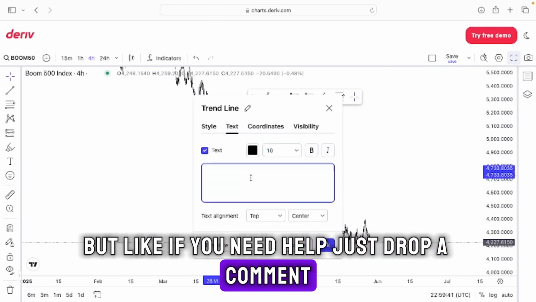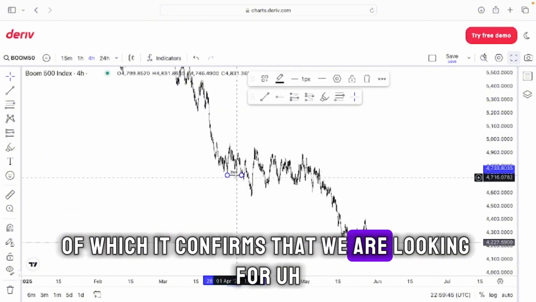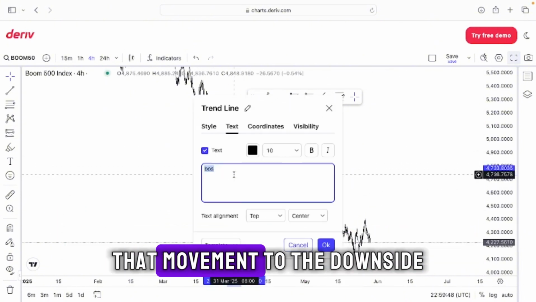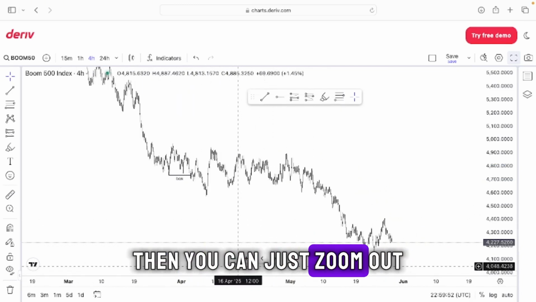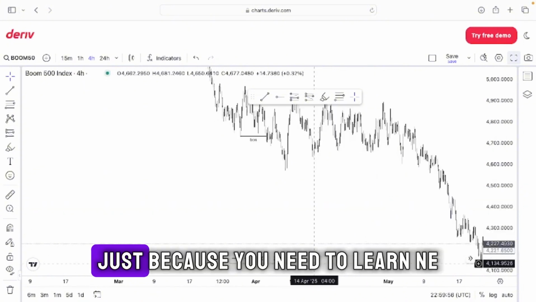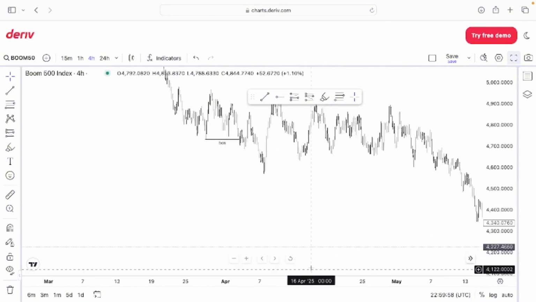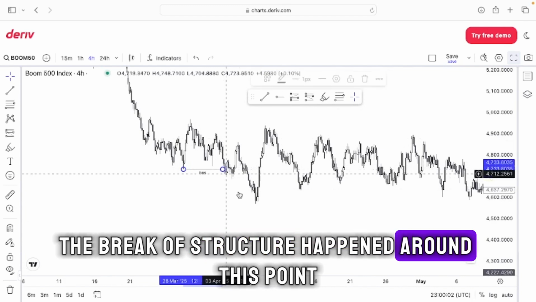So we have the BOS right here, of which it confirms that we are looking for that movement to the downside, and then it should be at the bottom. And then you can just zoom out and just focus on the structure here, just because you need to learn, and I hope you're learning, guys. So as you can see here, the break of structure happened around this point.